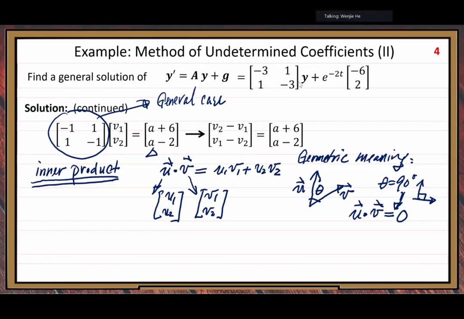Now we consider the general coefficient, not that special case. The A matrix, the general A matrix. Let's assume there are two vectors, A1 vector and A2 vector, both column vectors.